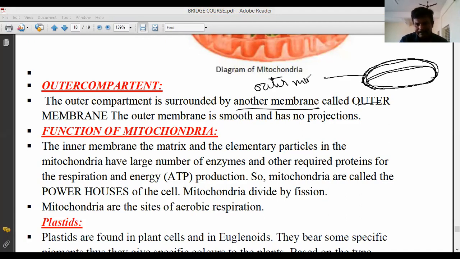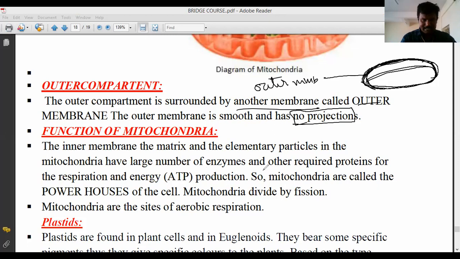The outer membrane is smooth and has no projections. This outer membrane is very smooth and has no projections. Any foldings are not there. But the inner membrane has a number of folds. Those folded structures are called cristae.